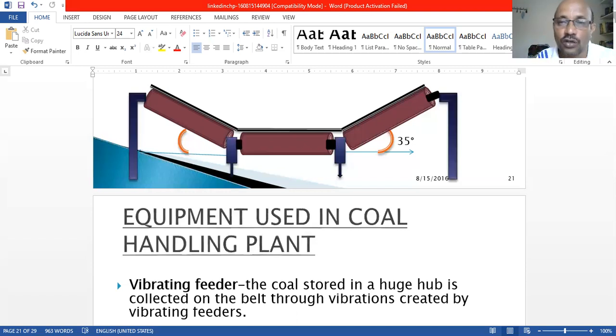Next, in this equipment, many types of equipment will be there. Grab bucket, bucket elevator, skip hoist, belt conveyor, layout of belt conveyor, and belt conveyor with some angles will be there. Screw conveyors, flight or super conveyors will be there. And for fuel handling, we are going to use different equipments.